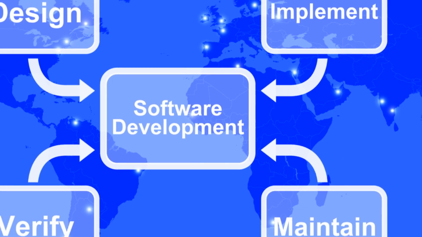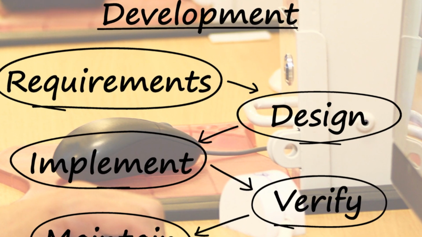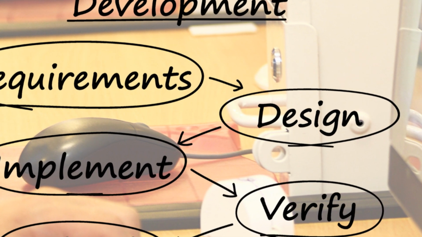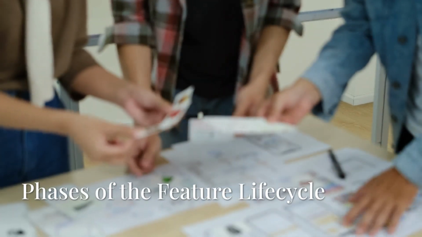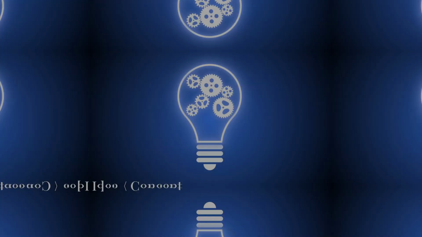This chapter provides a detailed overview of each phase of the feature lifecycle, illustrating the importance of a structured and iterative approach to feature development. Phases of the feature lifecycle.